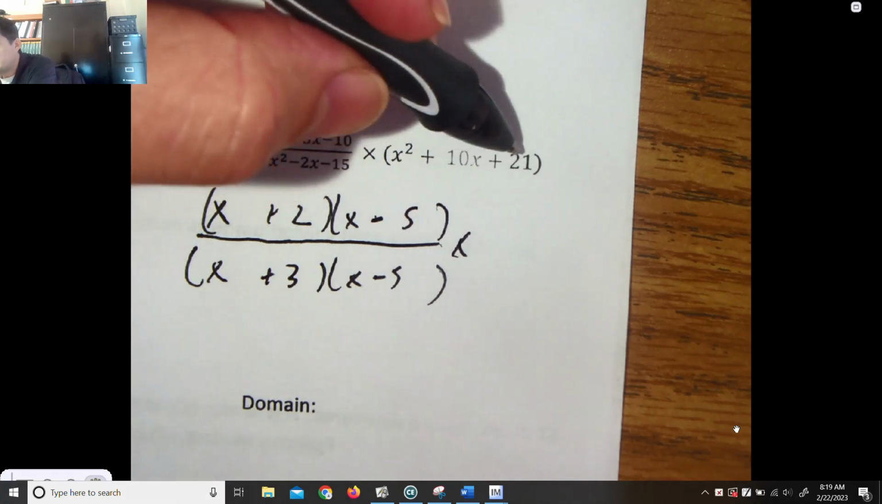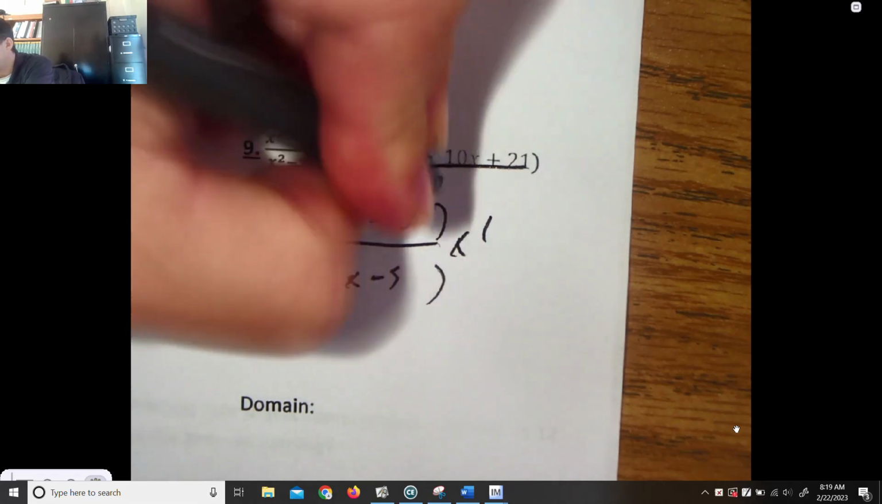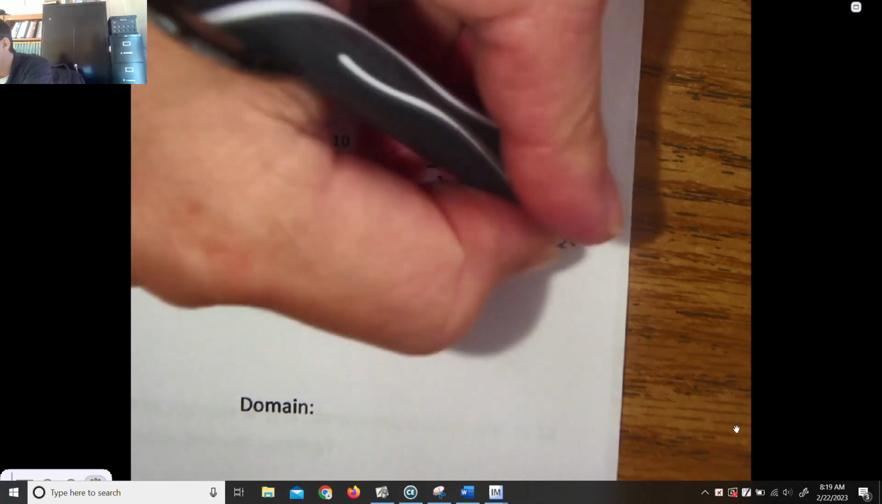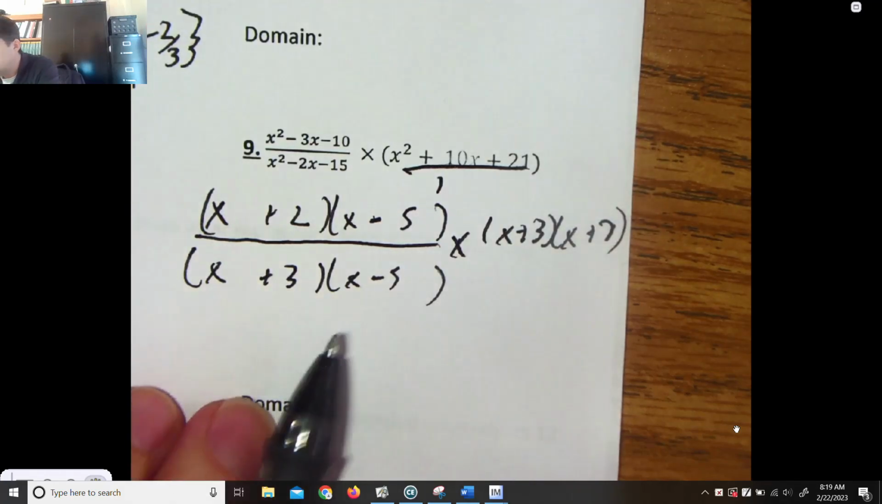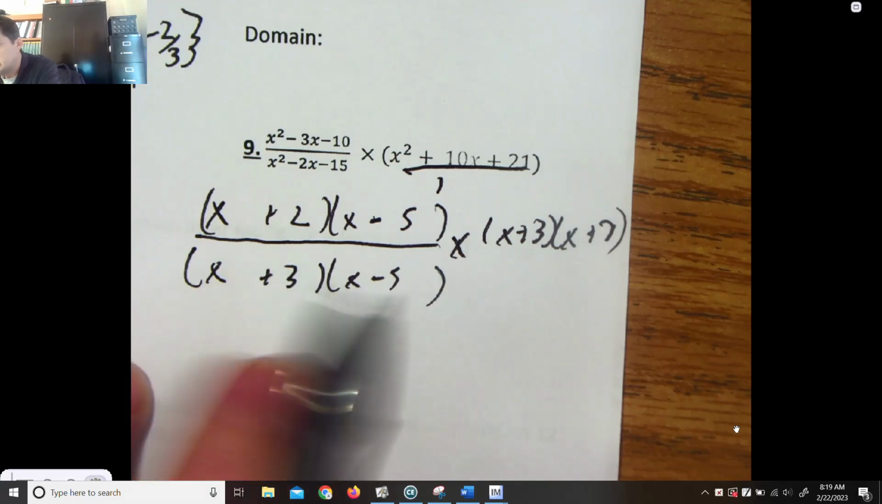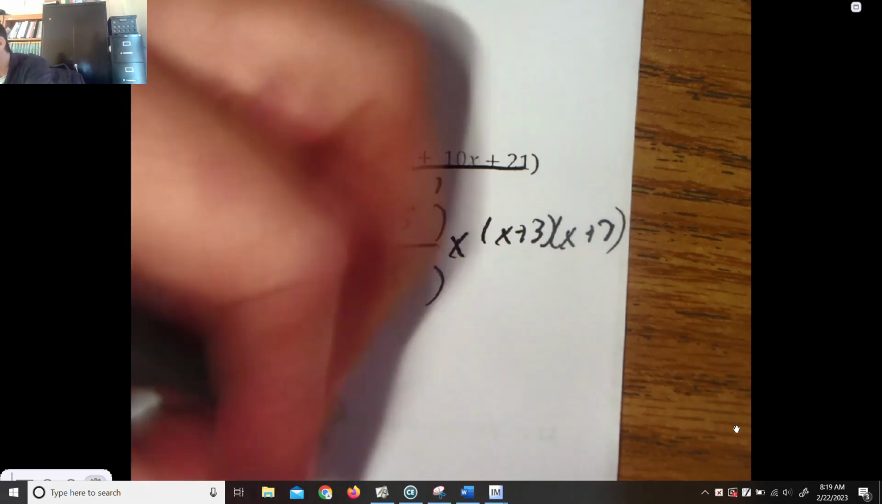Factors of 21 are 3 and 7. And this is something up high. Remember, it's over an understood 1. So times x plus 3 times x plus 7. Now, before I move on, I'm going to worry about domain. X cannot be negative 3 and x cannot be 5.